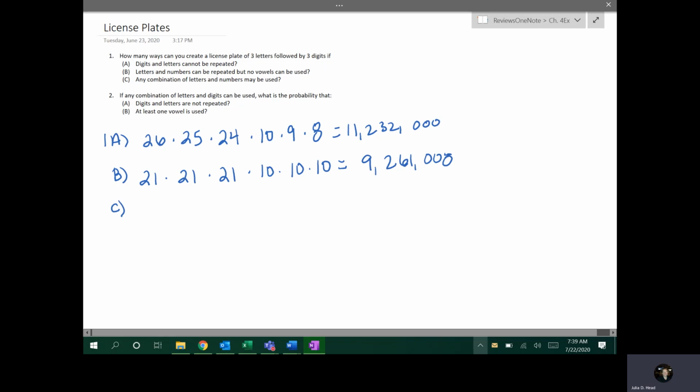And then part C, what if any combination can be used? So now we can use the vowels. So instead of 21, it's 26. And any combination means we can repeat. And we can also repeat the digits as well. We get 17.5 million.